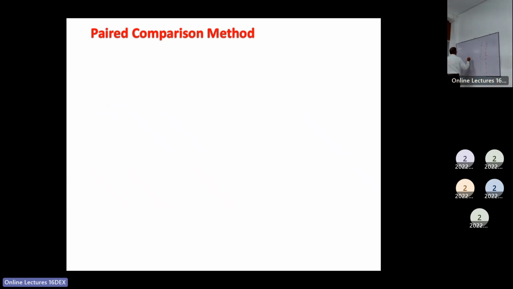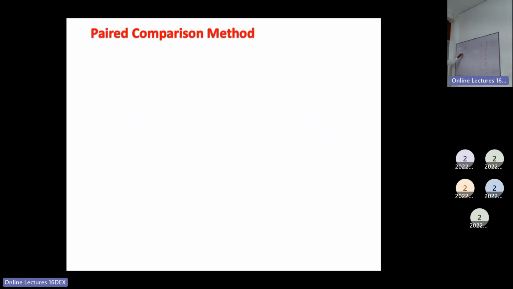For example, assume that there are 5 employees, A, B, C, D, E. You are supposed to evaluate these 5 employees by using pair comparison. What you do is you take one employee at a time and he is compared with all the others. For example, you select A and A is compared with B. When A is compared with B, who is the best employee, A or B? The best one is given a point.